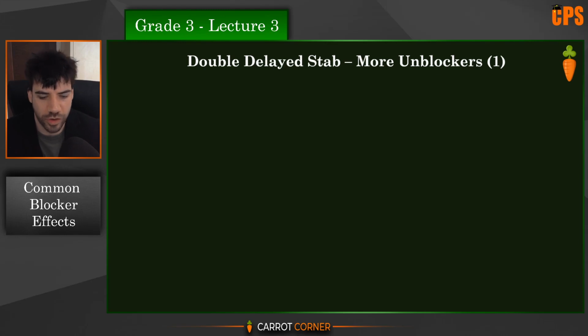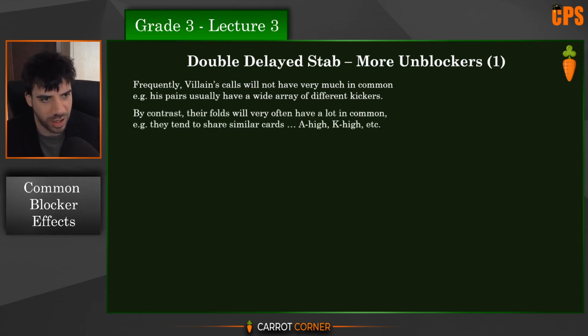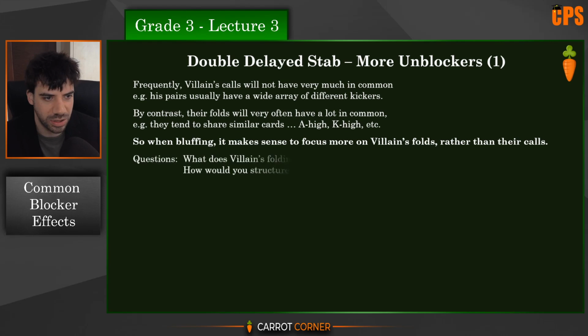Let's look at a spot on the river where we have a double delayed stab opportunity or probe bet opportunity. Frequently, villain's calls will not have very much in common with one another when we're bluffing. The hands we're getting called by will be quite heterogeneous. They will not have uniform qualities because the pairs that call you, or the ace high that call you, depending on the strength objectively of those hands, are going to have all sorts of different kickers in a lot of spots. But by contrast, their folds will very often have a lot in common. These can share similar cards like ace high, king high, busted draw, busted straight draw, flush draw, etc. So when bluffing, it makes sense, as we've said, to focus heavily on blocking or unblocking villain's folds rather than their calls.